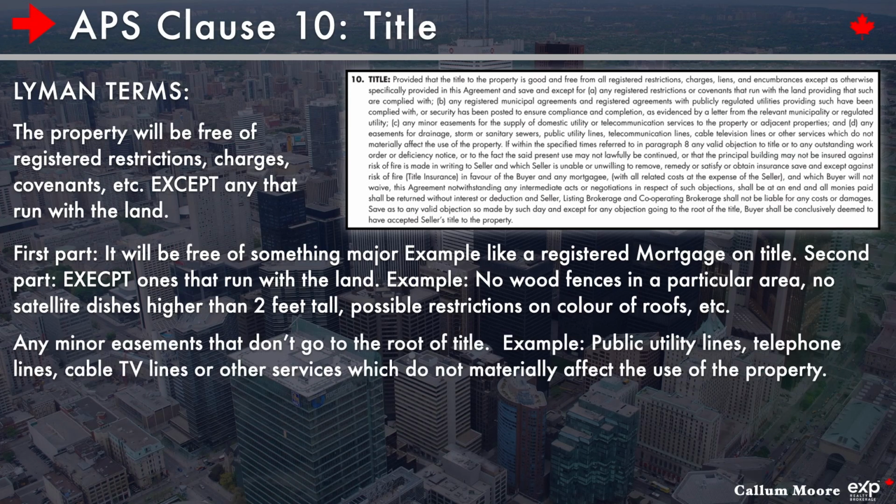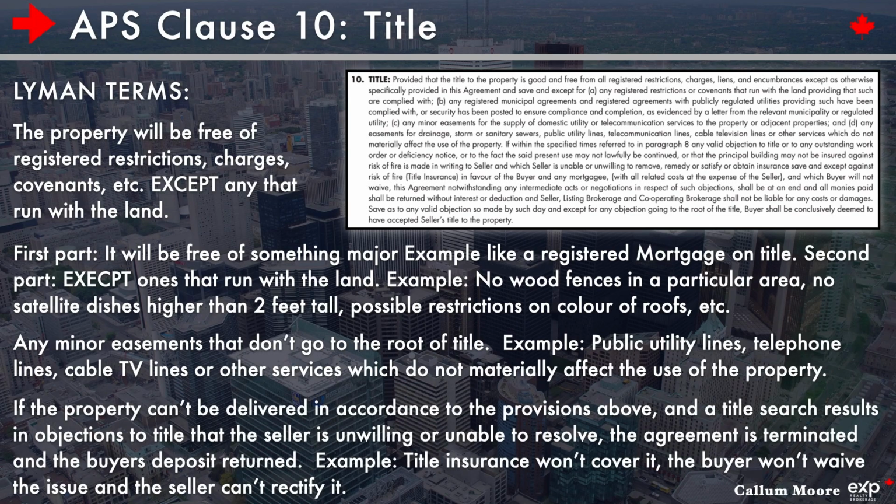Then it goes on to say, as well as any minor easements that don't go to the root of title. Example, public utility lines, telephone lines, cable television lines, or other services which do not materially affect the use of the property. So the deal goes on essentially with any restrictive covenant or minor easement. Then it goes on to say that if the property can't be delivered in accordance with the provisions above, and a title search results in objections to title that the seller is unwilling or unable to resolve, the agreement is terminated and the buyer's deposit returned.